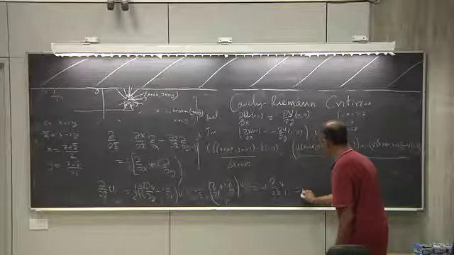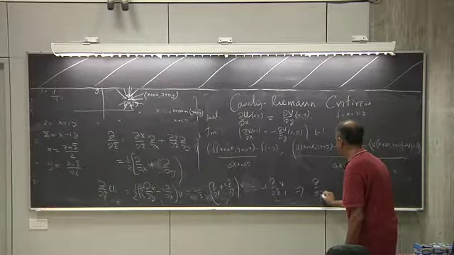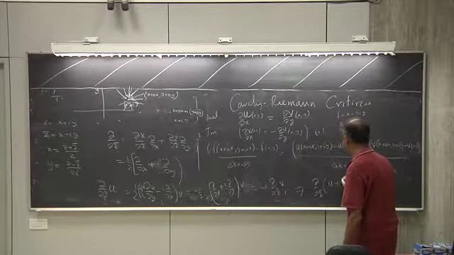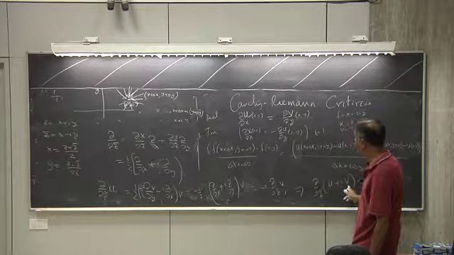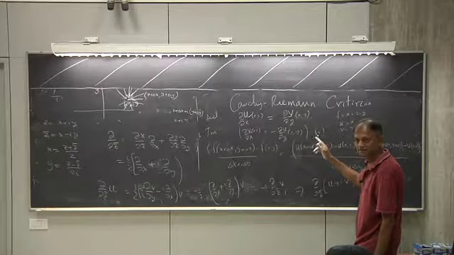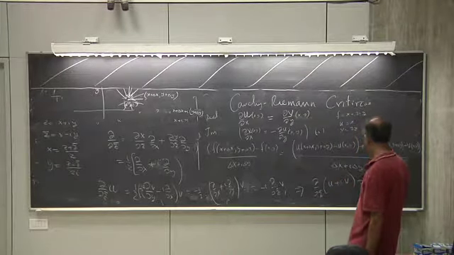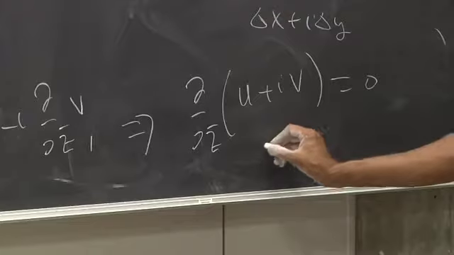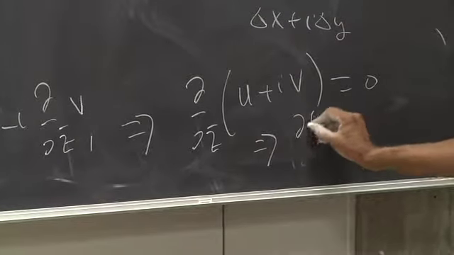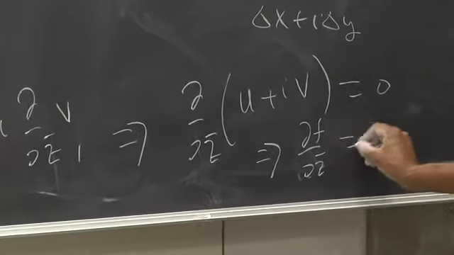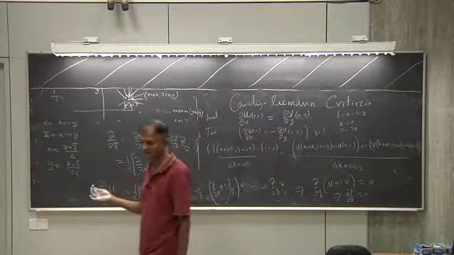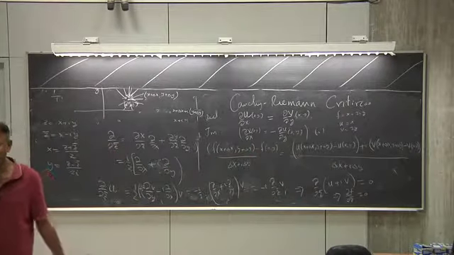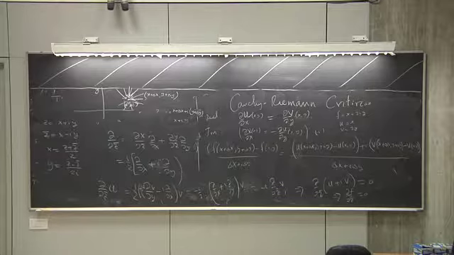So this equation says that d by dz bar acting on u plus iv is 0. But u plus iv is the function f itself. So this means df by dz bar is 0. So f only depends on z and does not depend on z bar. That's the basic condition.